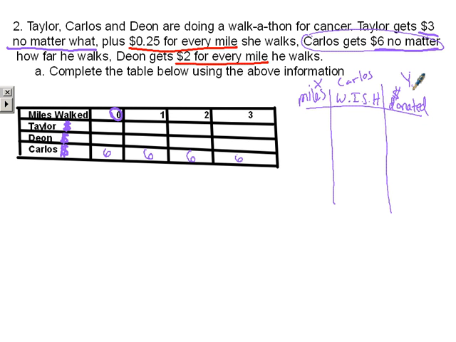Okay, let's say I look next at the second easiest one for me, which is Dion. So Dion gets $2 for every mile. That's it. So if he doesn't walk any miles, he doesn't get any money. But if he walks 1 mile, he gets $2. If he walks 2 miles, since he gets $2 for every mile, then this would be $4. $2 for the first mile, $2 for the second mile. If he walks 3 miles, he gets $2 for the first, second, and third mile, which gives him a total of $6.